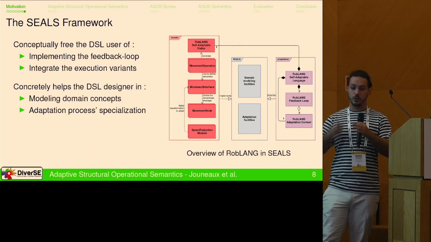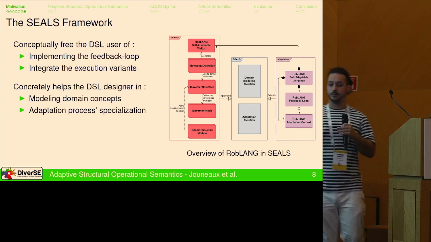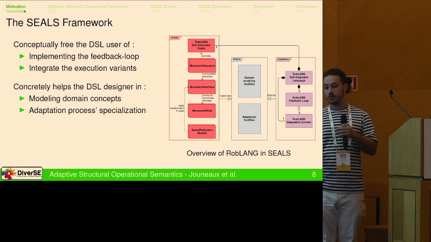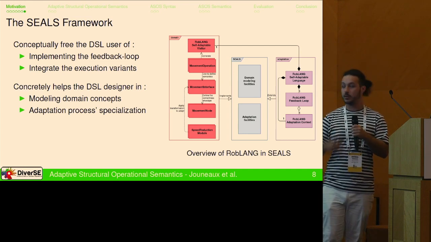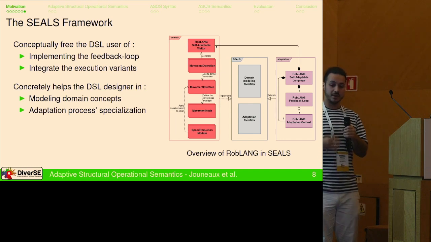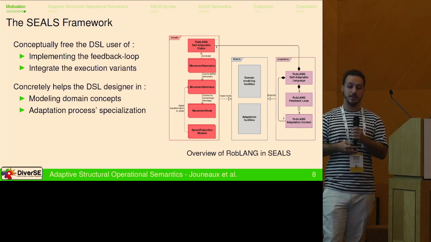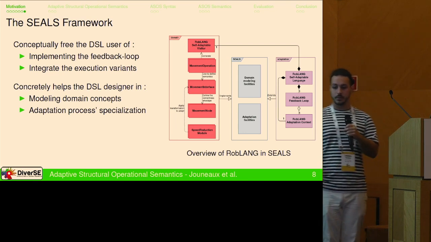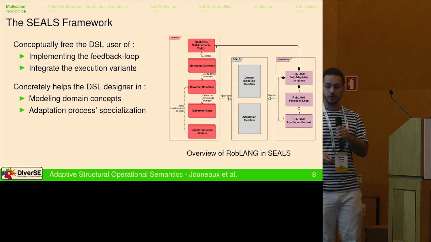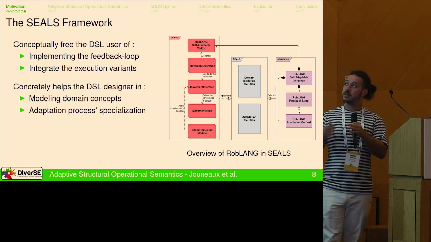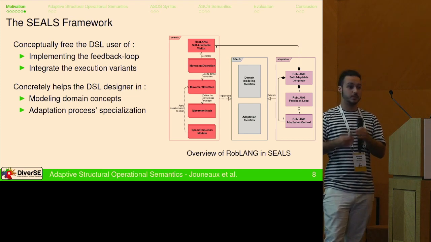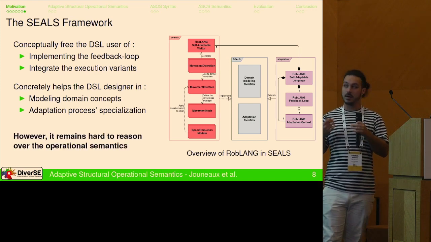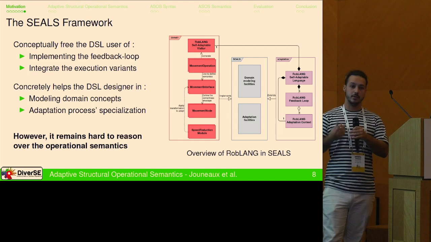So the way the SEALS framework works, basically, you free the DSL user from implementing the feedback loop and associated trade-off reasoning, and integrate execution variants, which are the adaptations. And for the DSL designer, you have modeling capacities for modeling domain concepts and also to specialize the feedback loop and the adaptation process in general. But the problem is that it's mainly an implementation framework, so we cannot specify our DSL with that. And particularly, it became hard to reason about because it is basically a Java implementation.